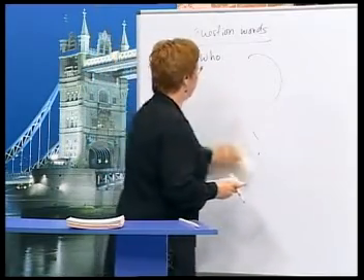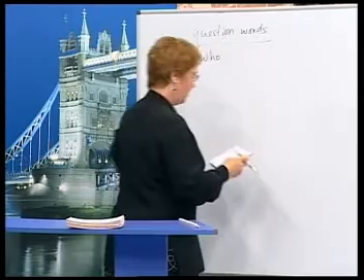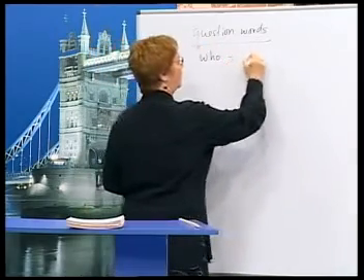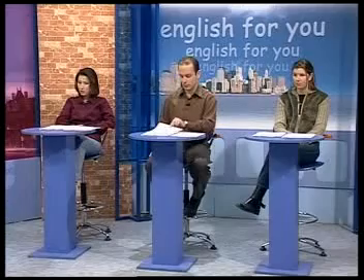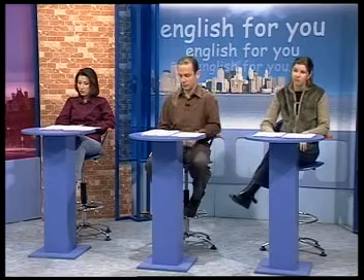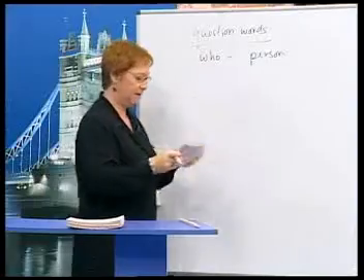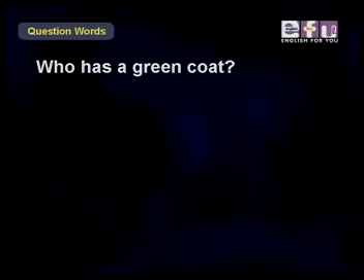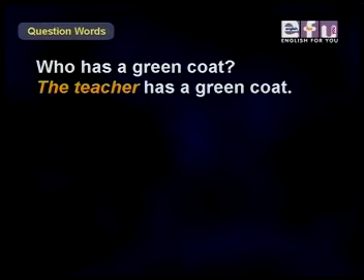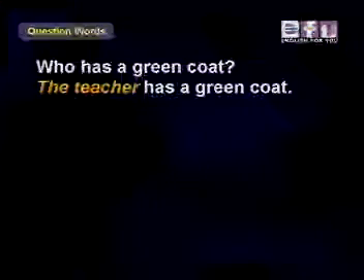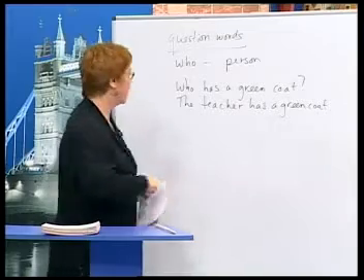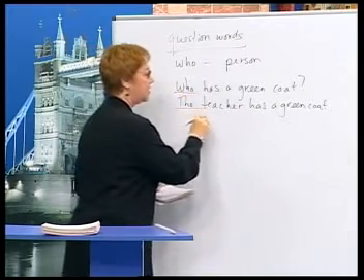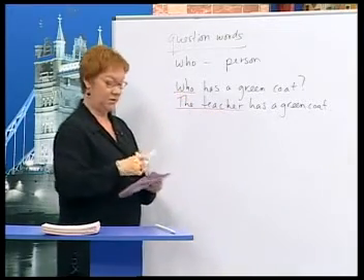First, we'll look at who. Now, who asks about a person. This is for a person, a man, woman, child, teacher, a person. So here are some examples. Who has a green coat? The teacher has a green coat.